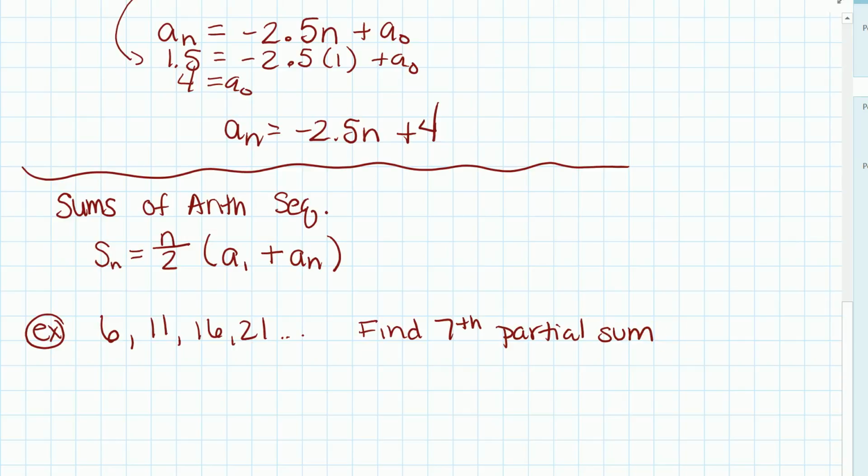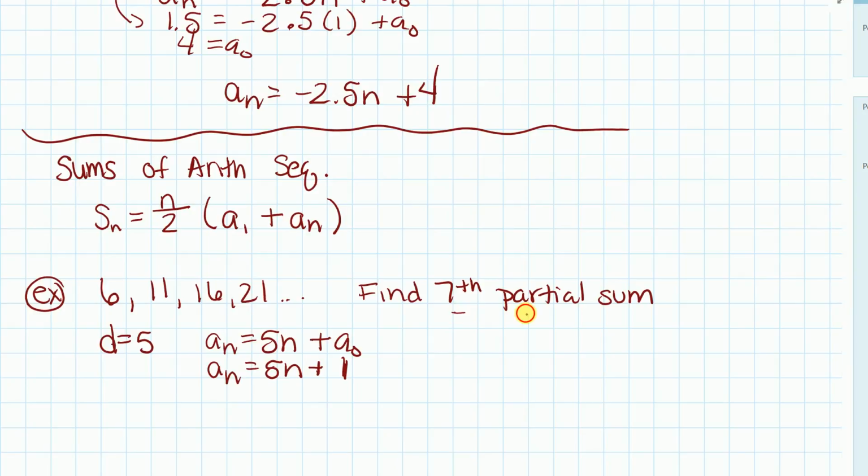So your first step will be to figure out what the pattern is. If you look here, we've got a pattern where we're adding 5 every time, so we do know our d is 5. Okay, so we need to figure out what our a sub n is. We know a sub n is equal to 5n plus a sub 0. If you go backwards from the 6 to get the 0 term, you know that your 0 term is going to be 1. Okay, so there's your a sub n.